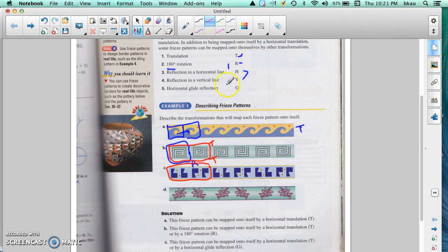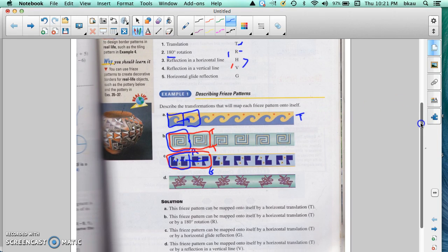But if you take a smaller chunk of it, take a smaller chunk right here, then it's going to have to be reflected, because it has to be flipped over. So if you take this smaller chunk right here, it has to be flipped over. There's a reflection right along this line. So it's a glide reflection. You just glide it down here, then you flip it over. So that's a glide reflection, which in this case is a G. So that one, if you take a smaller chunk, you got a glide reflection. Take a bigger chunk, it's a translation.